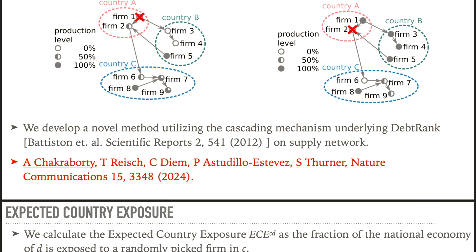What will be the average impact? We calculate the impact from farm 1 and the impact from farm 2, then add them and divide to get the average. This method is actually taken from the DebtRank method, which was originally designed for a financial network, but we adapted it for a supplier-customer network.